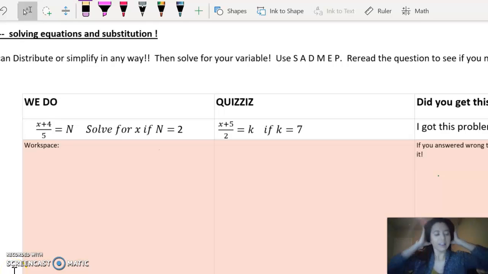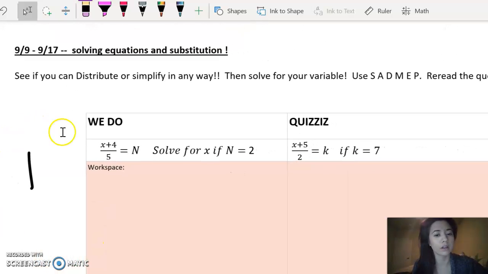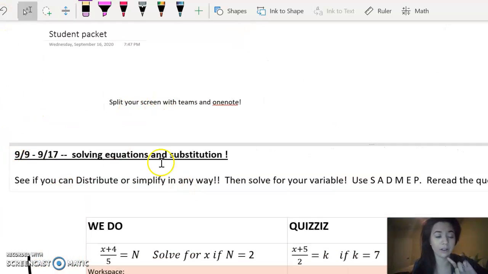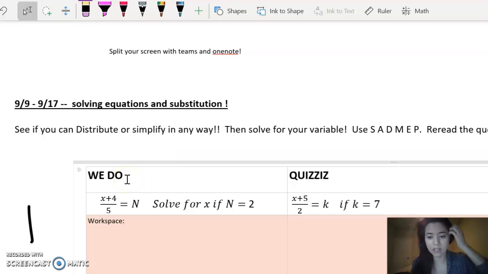All right, hello. We're gonna do our Unit 2 review. No, this is Unit 1. We are in Unit 1, solving equations.